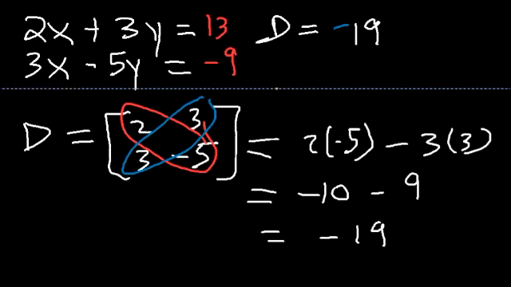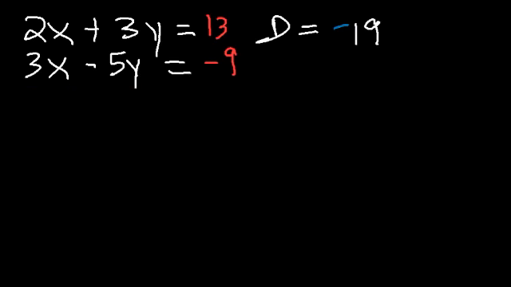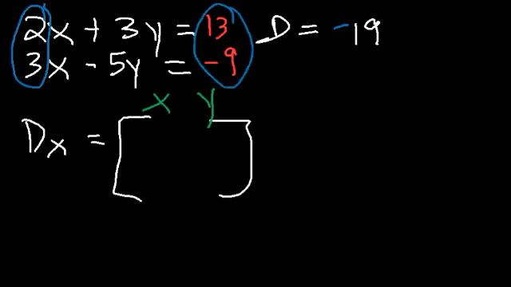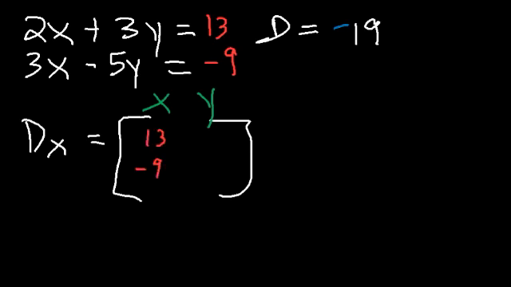Now that we have d, let's calculate dx. First, we need to write the 2x2 matrix for dx. This is going to be the coefficients for x and y. But to find dx, replace the coefficients of x with c1 and c2. So this is going to be 13 and negative 9. And then the coefficients of y are 3 and negative 5. So the determinant is going to be 13 times negative 5. So just this part right there.